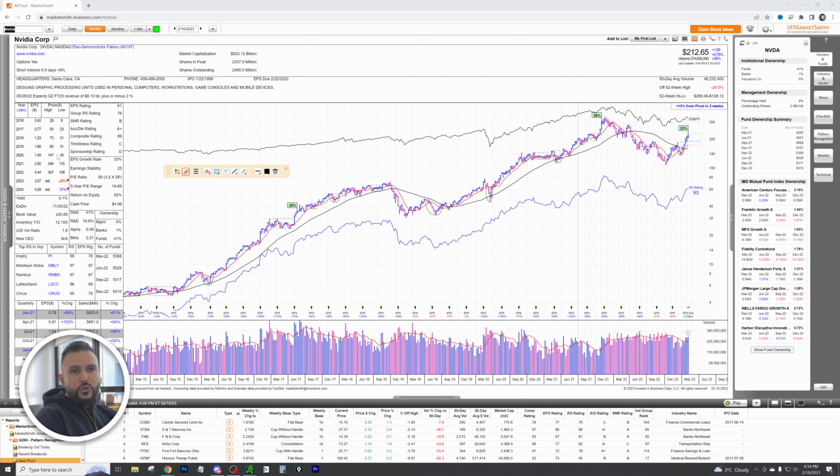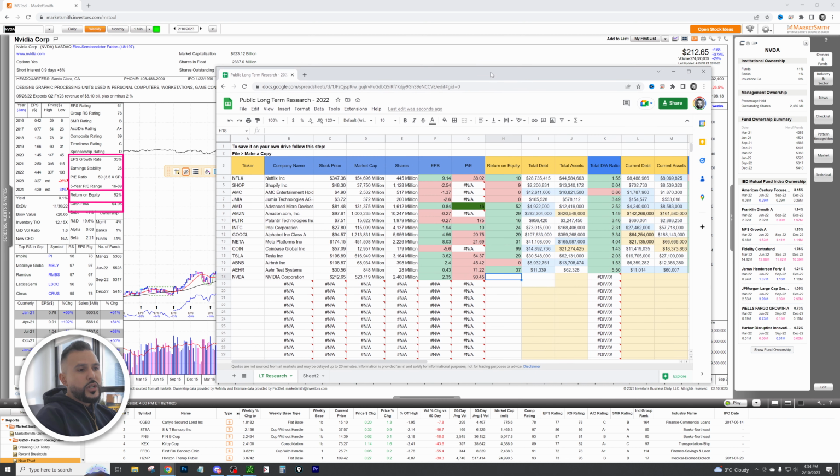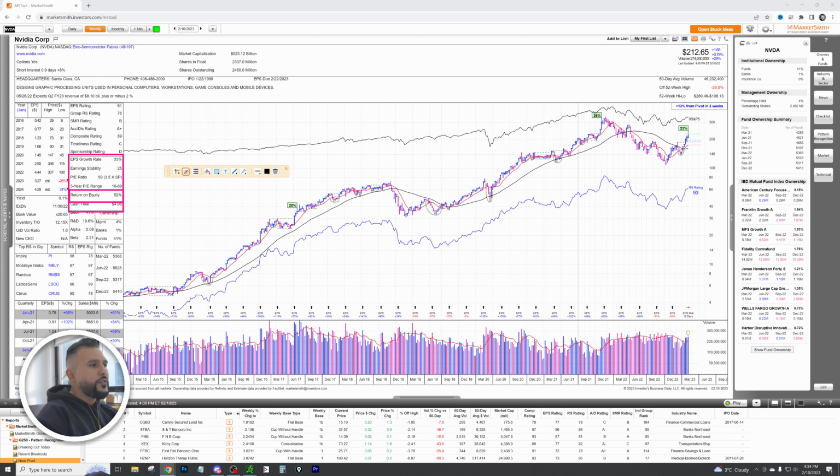And how do we find that? Well, we're going to jump into MARKETSMITH right here. And on this side, it's going to tell us our return on equity. And we can see the return on equity is 52. So we're going to plug that in right here. Perfect. We get a green figure.